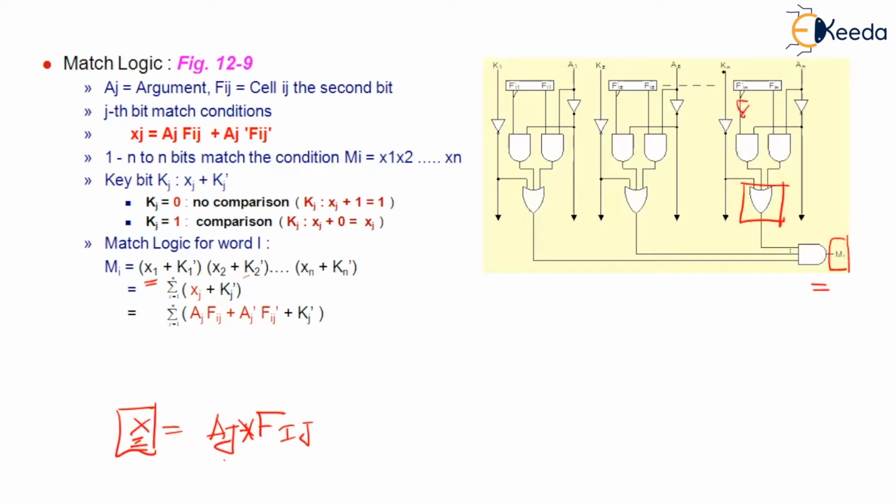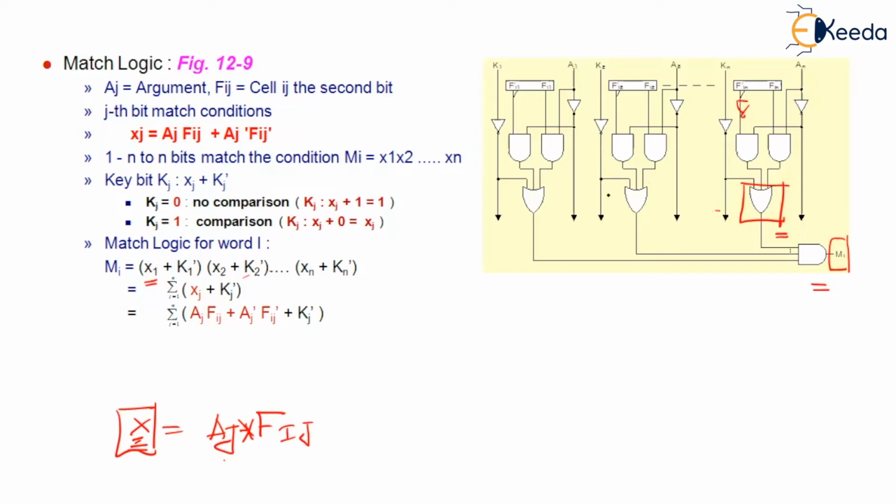Finally we need to connect the K, the key register digit, to a NOT gate so that the K bit can be inverted. So X is equal to Aj Fij, Aj complement Fij complement, and Kj complement. All these three are ORed, you can see. This is one digit, and each and every digit has the same circuit, the same logic.